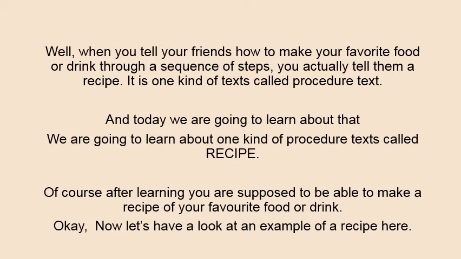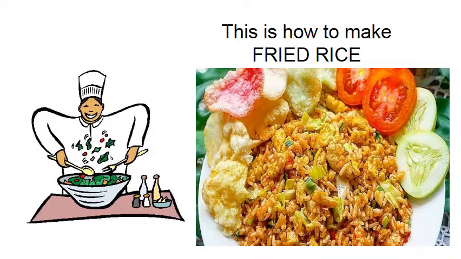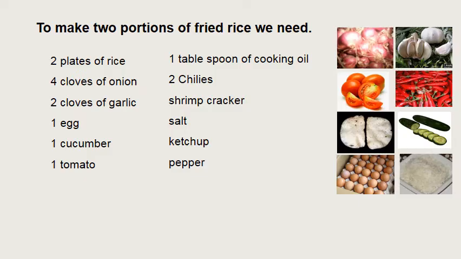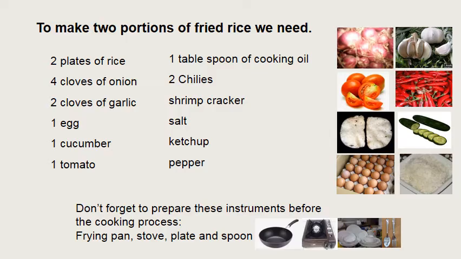Okay, now let's have a look at an example of a recipe here. This is how to make fried rice. To make 2 portions of fried rice, we need 2 plates of rice, 4 cloves of onion, 2 cloves of garlic, 1 egg, 1 cucumber, 1 tomato, 1 tablespoon of cooking oil, 2 chilies, shrimp cracker, salt, ketchup, pepper. But don't forget to prepare these instruments before the cooking process: frying pan, stove, plate, and spoon.